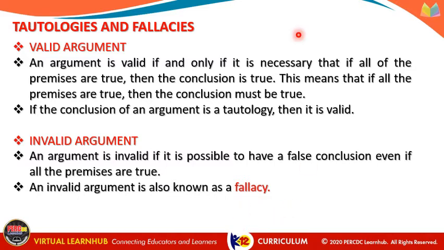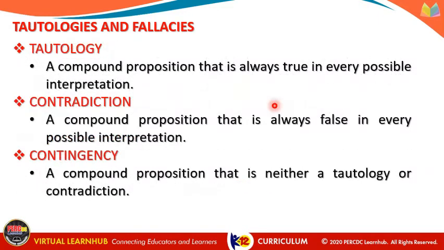We will discuss arguments and fallacies in the third video. For now, we will be focusing on tautologies. Again, going back to our definitions, a tautology is a compound proposition that is always true. A contradiction is a compound proposition that is always false. If neither of these two is satisfied, then what you have is a contingency.